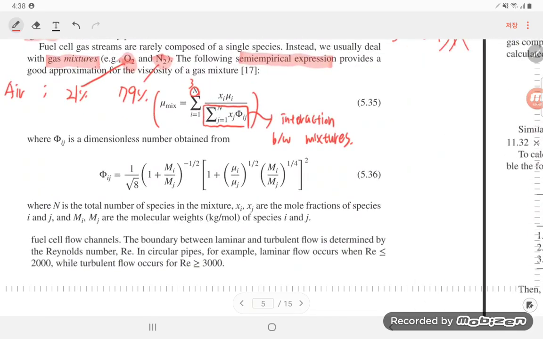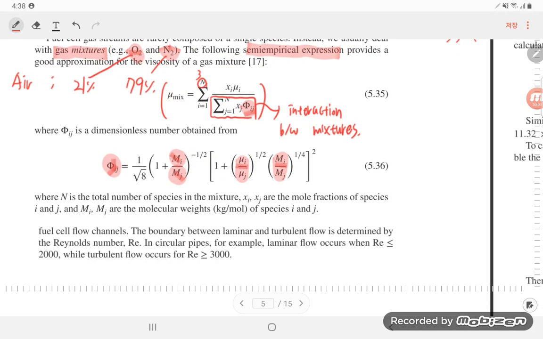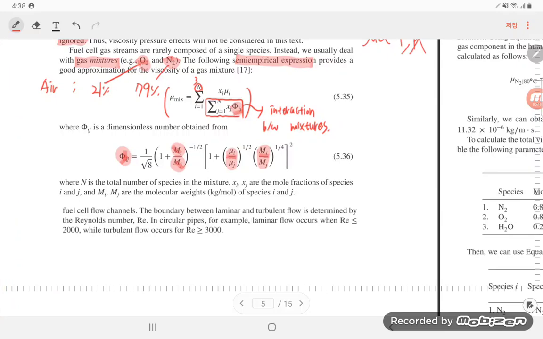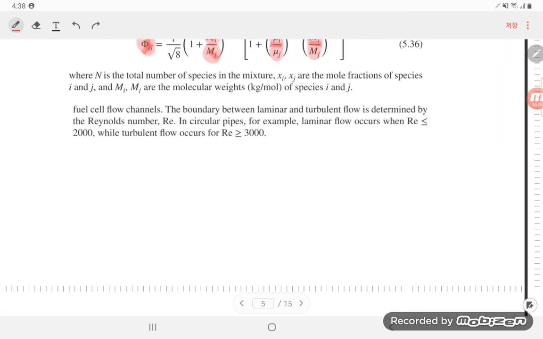Okay, if you see this pi ij here, there are two species, i and j, and the ratio between them, the molecular weight and the viscosity of each species are included in these pi terms. So we can calculate this interaction term, insert it here, and make a summation over all these terms. Then we can get mu mix, the viscosity of the gas mixture.